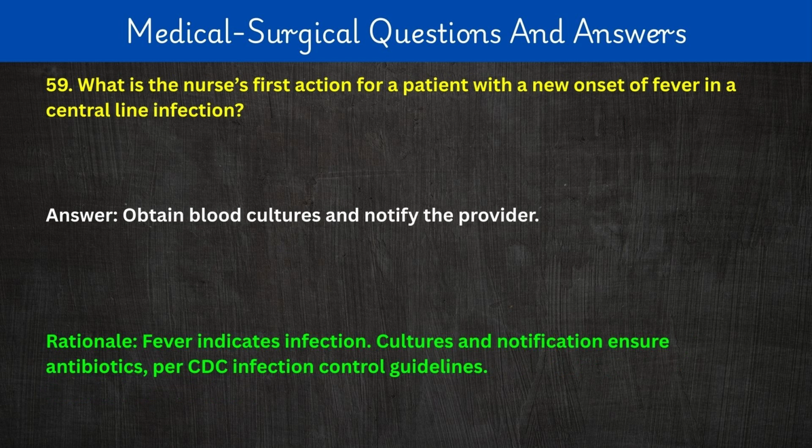59. What is the nurse's first action for a patient with a new onset of fever in a central line infection? Answer: obtain blood cultures and notify the provider. Rationale: fever indicates infection. Cultures and notification ensure antibiotics, per CDC infection control guidelines.